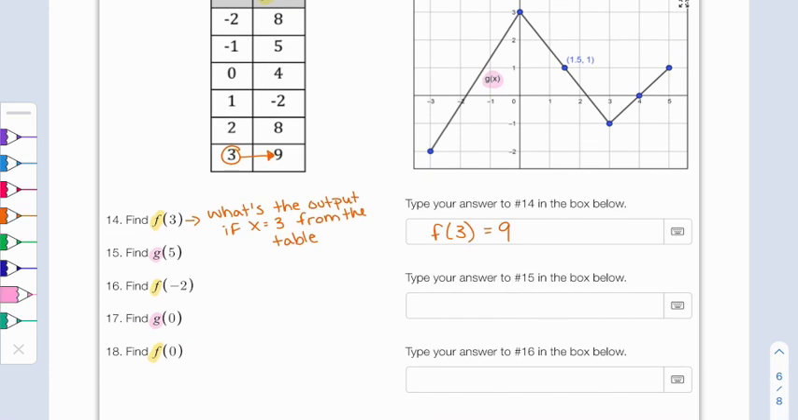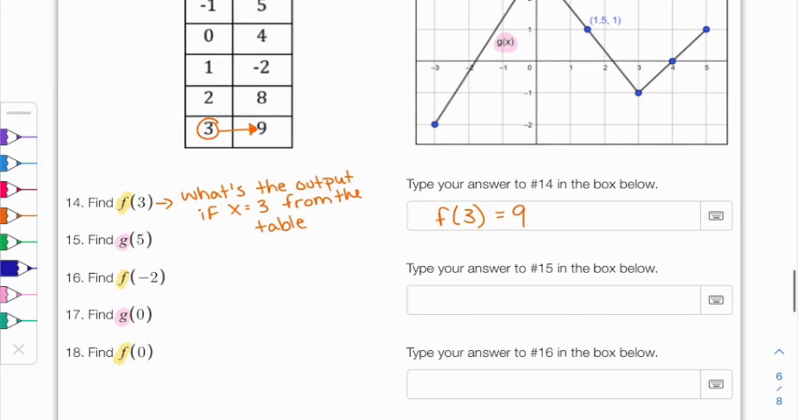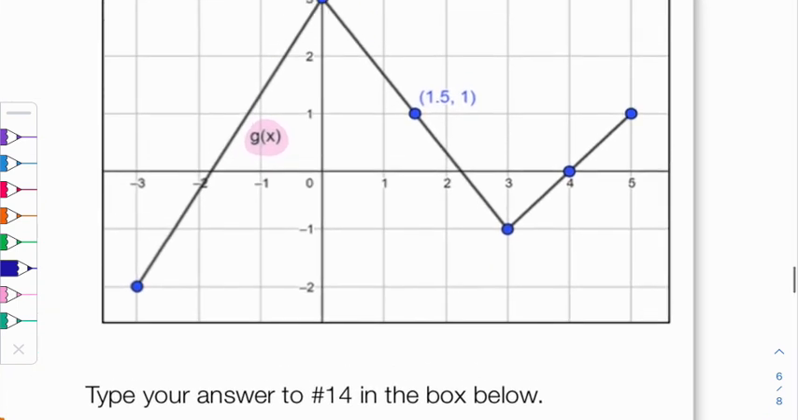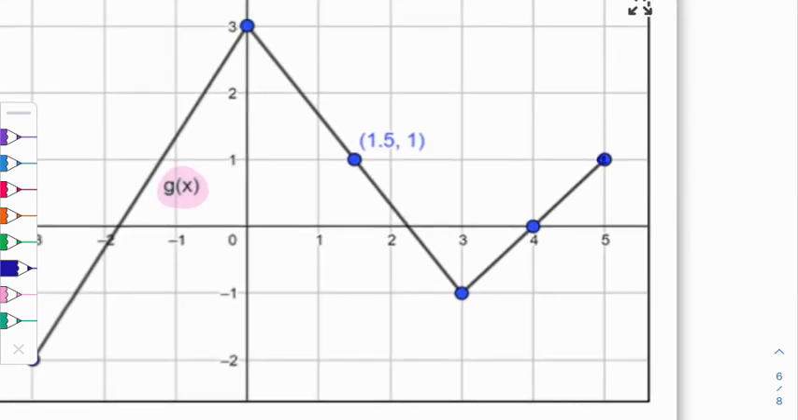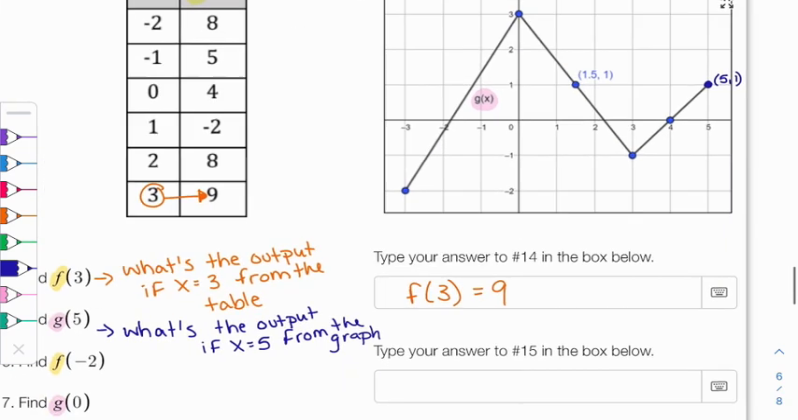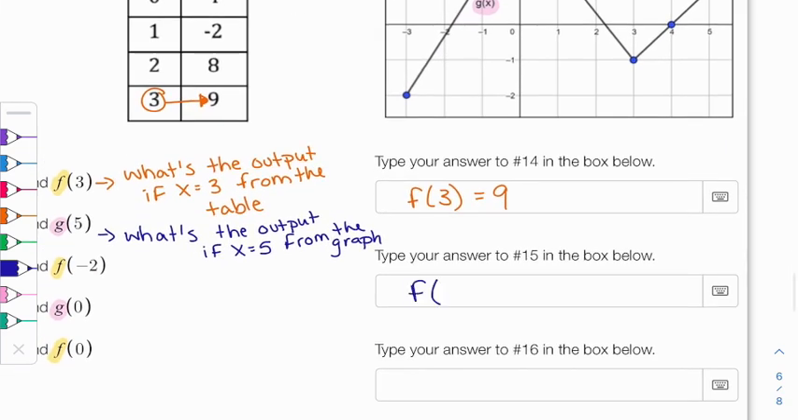g of 5, similar process, right? So what's the output from the graph, or what's the y value, because output and y value are the same. So I'm going to go over to my graph. I'm going to find 5, find the point. Here it is. This is the point 5, 1. So f of 5 is 1, because that was the output. That's the y value of the point.